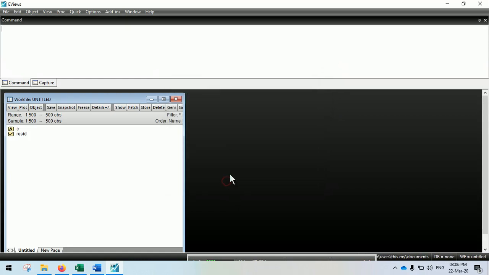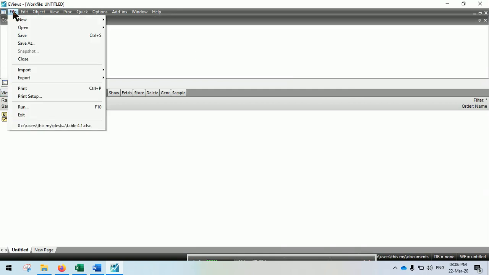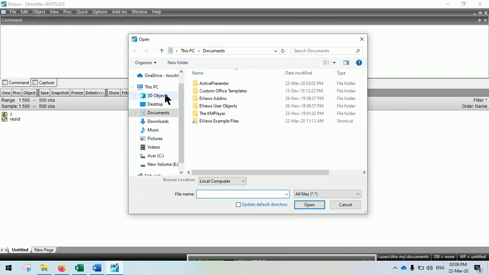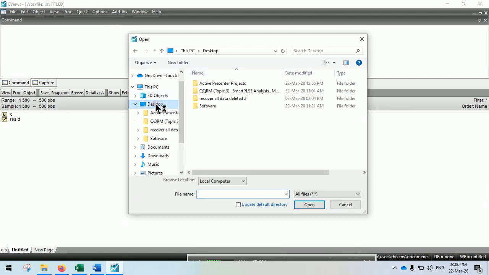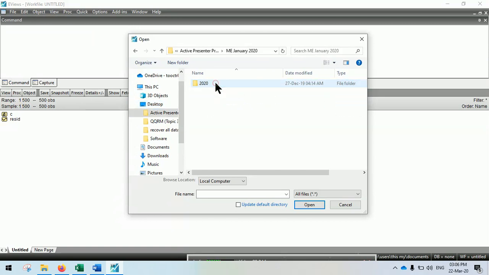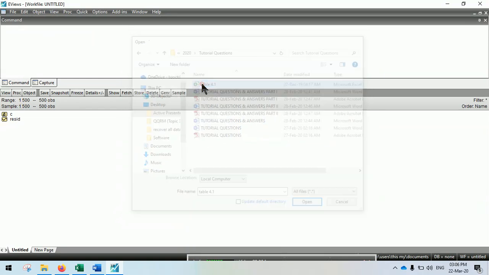Now I'm going to import the data. There are two ways to import the data. Either I come here, File, Import, and choose where my file is. Should be here.